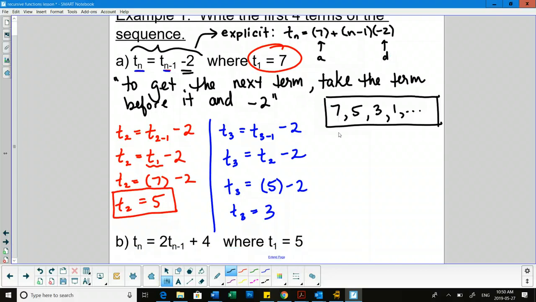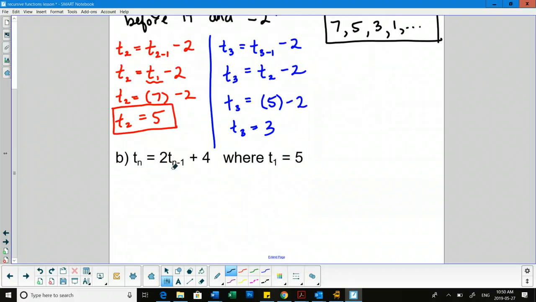Okay, let's try another one. So this one is a little bit different. Can somebody tell me what this formula is telling us to do in plain English? Katie? To get the next term, take the term before and add 4. Okay, so close. There's something that we need to do before we add 4. Okay, so to get the next term, which is tn, we need to take the term before it, multiply by 2, and then add 4. So that's the pattern of our sequence that we're going to develop.